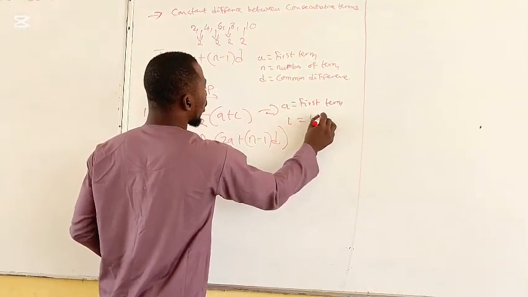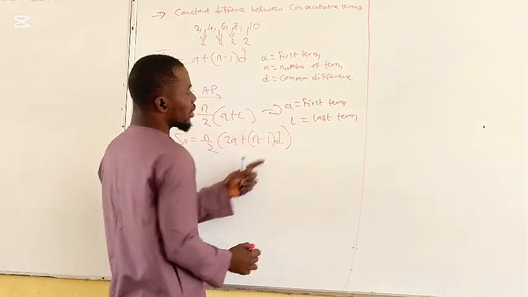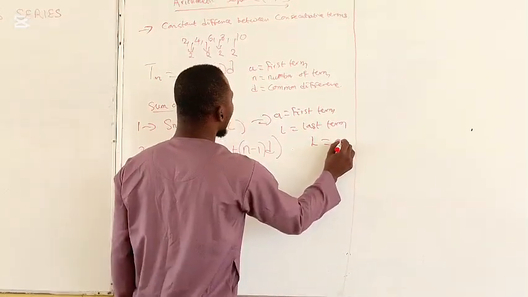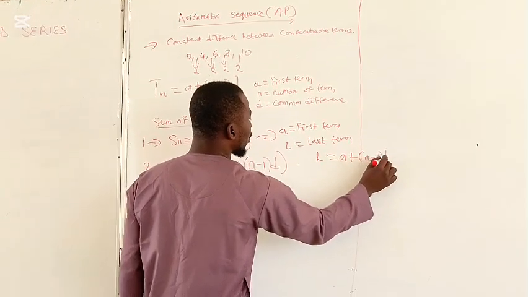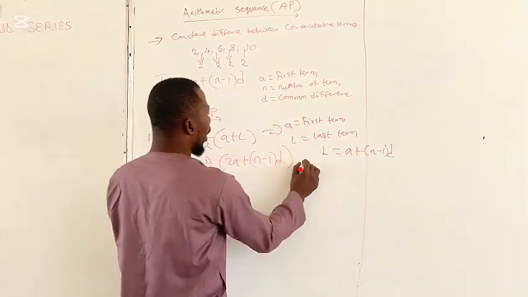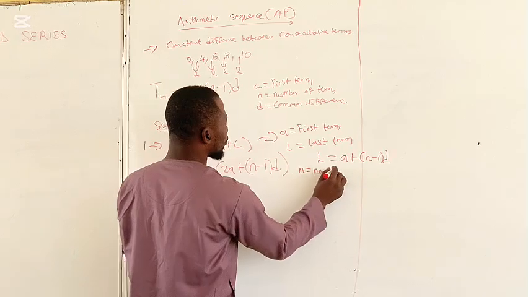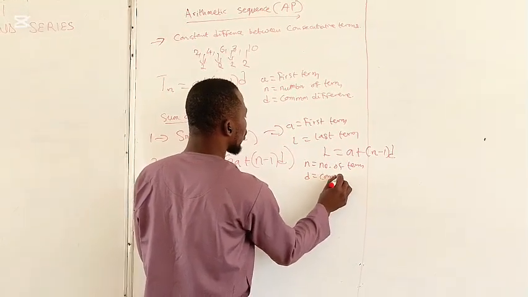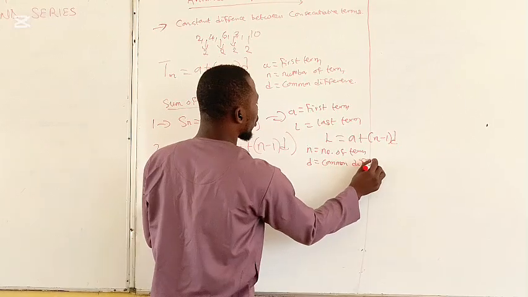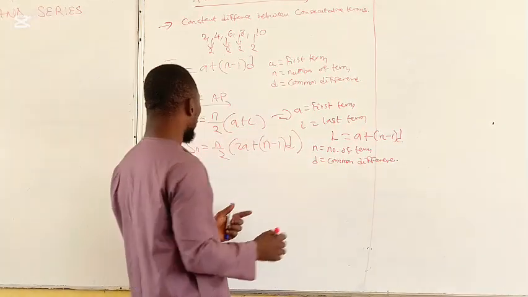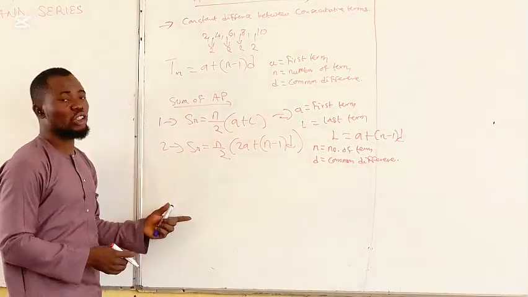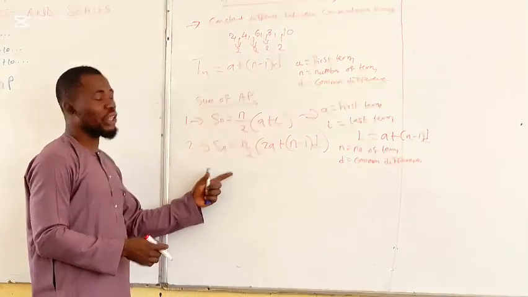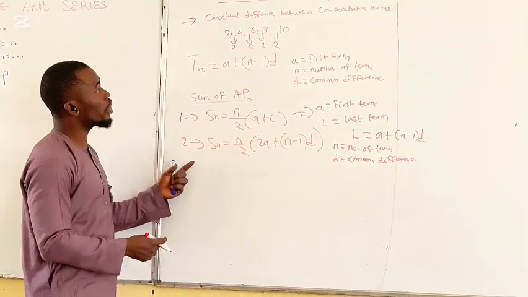l is the last term, and this last term will also be calculated using l equals a plus n minus 1 d. Then n is the number of terms and d is the common difference. So these are the important formulas that we should take note of if we are dealing with arithmetic progression, or AP. Let's solve questions under AP.